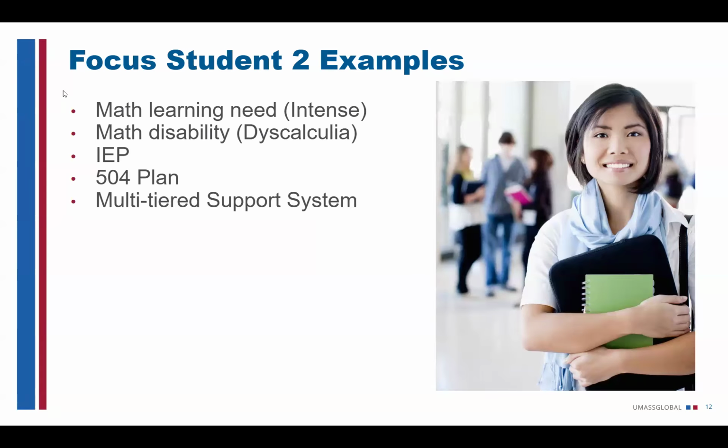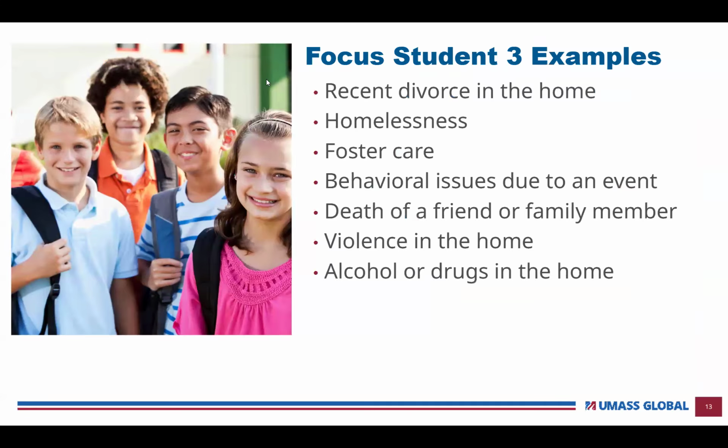Focus Student 2, they might have a math learning need, intensive, a math disability like dyscalculia. If they have an IEP or a 504 plan, it has to specify a math learning goal, and then maybe multi-tiered support system. And your Focus Student 3 examples, maybe there was a recent divorce in the home, they're experiencing homelessness or foster care. They have some behavioral issues, death of a friend or family member. Maybe there's some violence in the home or alcohol and drug use, or some other things that are happening outside of your control.